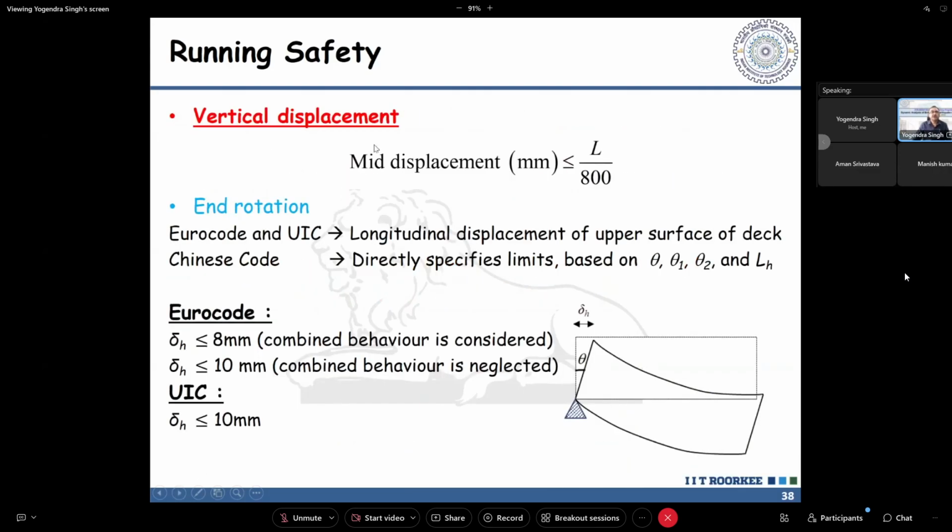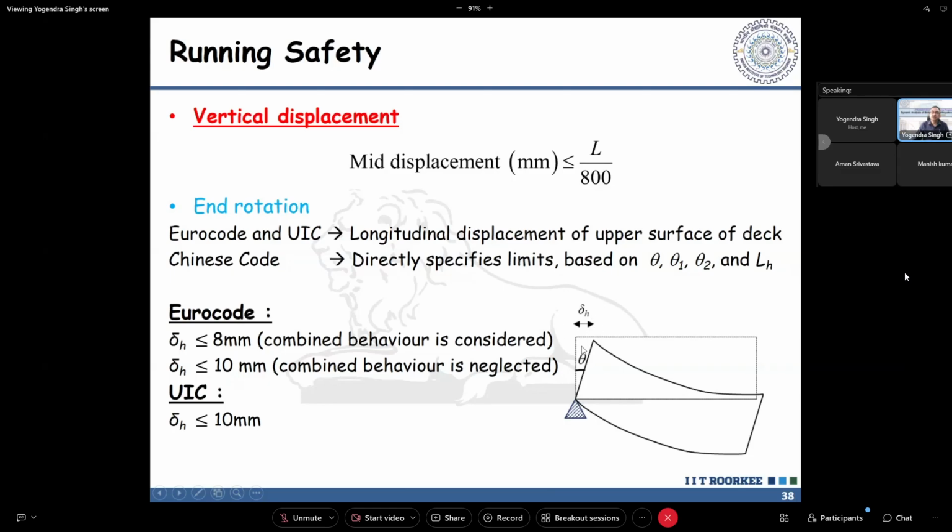Now, vertical displacement and end rotation. You can understand this from the figure. When there is a vertical rotation, when our bridge is deforming like this, the end of the girder is shown, a small portion near the end. You can see that a rotation will come here, and due to this rotation, there will be a displacement. So this displacement needs to be controlled.